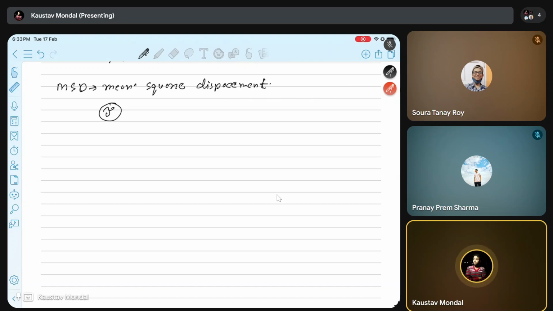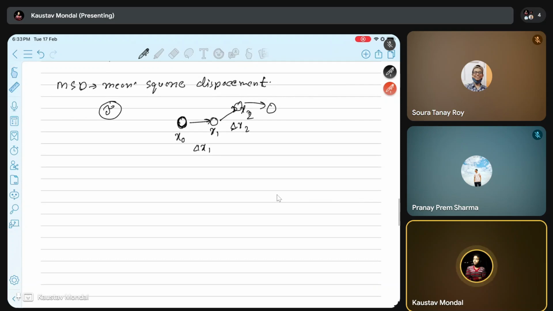Let's suppose this is a Brownian particle. Initially it has a position, say x0. After the time interval tau, it moves from x0 to x1, from x1 to x2, from x2 to x3, completely random. If you want to calculate how delta x1, from 0 to 1, and delta x2, from x1 to x2, are correlated, you can see there is basically no correlation at all. These are completely random motions, and the time interval between each step is given by tau.